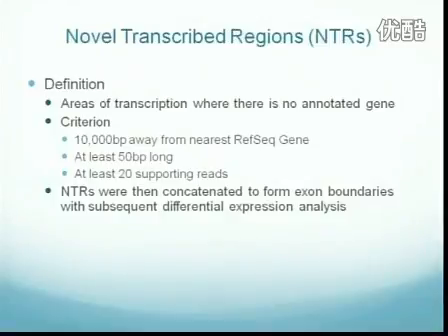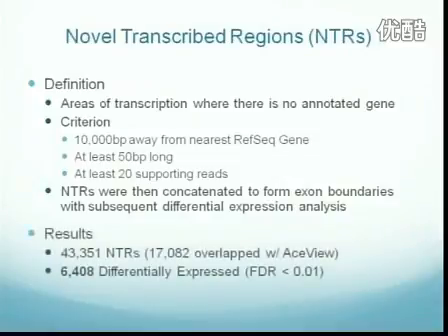The region had to be 10,000 base pairs away from the nearest RefSeq gene, just in case we were picking up a distant exon, and at least 50 base pairs long, with 20 supporting reads. We then did further bioinformatic analysis to concatenate that data to form exon boundaries, with a subsequent differential expression analysis. What we ended up finding is about 43,000 of these novel transcribed regions. At first we thought maybe this is sequencing noise. But when we cross-referenced these 43,000 against an EST database called AceView, run by NCBI, which is ESTs derived from large-scale cDNA libraries, we found 17,000 of these regions overlap current databases, giving us evidence that these novel transcribed regions actually exist.